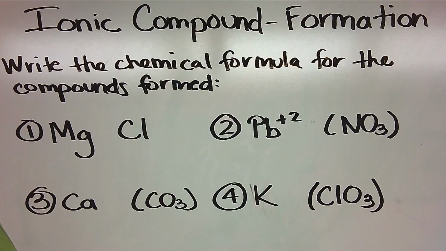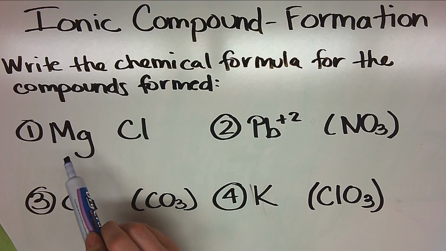Hey chemistry students, today's tutorial is going to be over ionic compound formation. So remember, an ionic compound is formed between a cation, an atom that has given up or lost electrons, and an anion, an atom that has gained electrons. So we are asked to write the chemical formula for the compounds that would be formed.